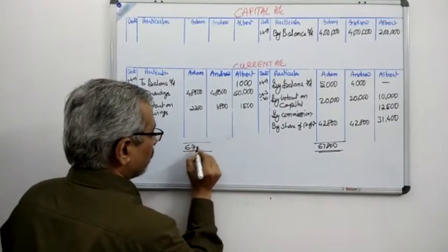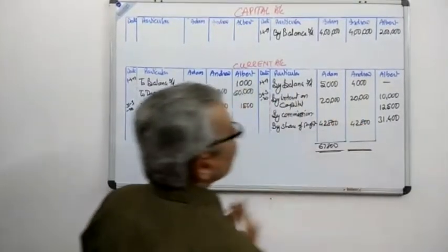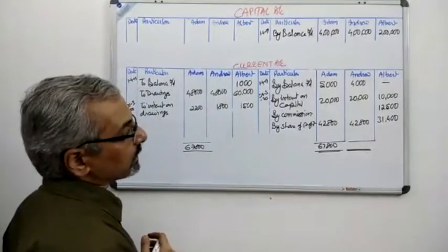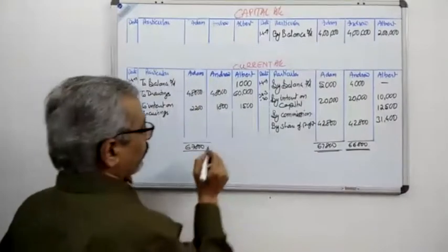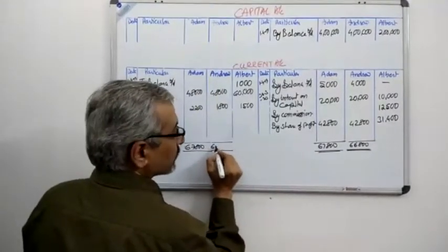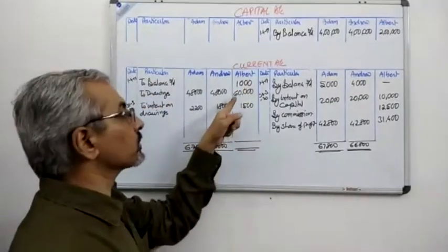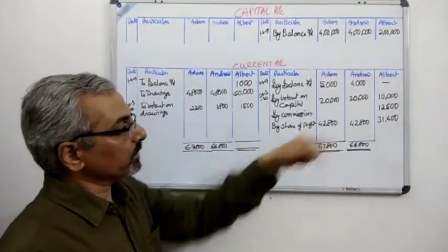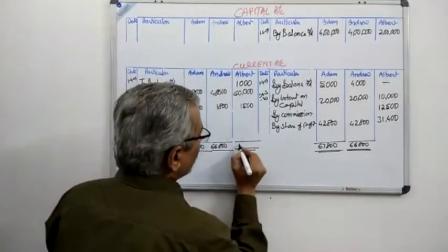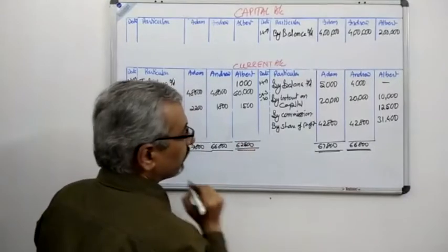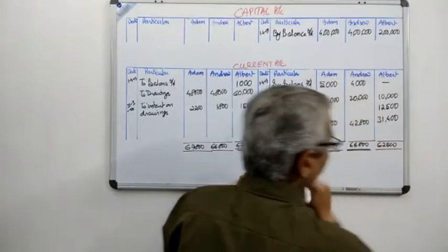So 67,800. Now let us see the second partner over here. The second partner is 66,800. Yes, it is more than the figure given over here. But for the third partner, here you can see there is 60,000, and obviously it is more than the figures in the credit side. So let us do the totaling over here. We are getting a total of 62,500. So 62,500 will be the total for the third partner.